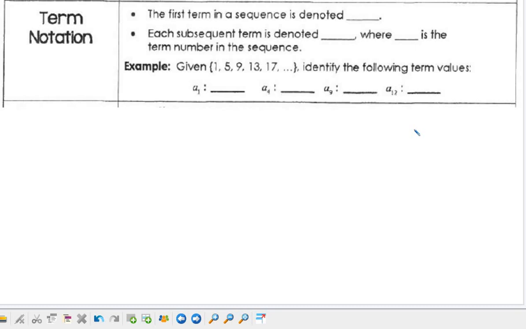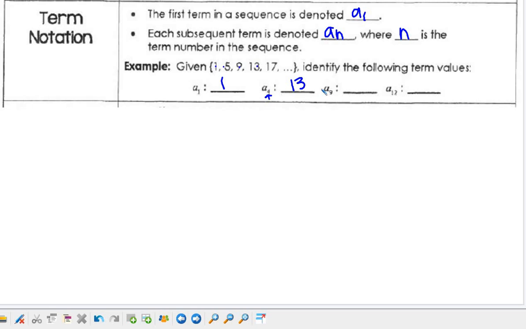Okay. So term notation, the first term in a sequence is denoted as a sub 1, as in the first term. Each subsequent term is denoted a sub n, where n is the term number in the sequence. So a sub 1, for instance, in this given sequence, a sub 1 is the first term, so that's 1. A sub 4 would be the fourth term, so 1, 2, 3, 4. This would be 13. A sub 9, now we have a problem because the 9th term isn't listed here. So we need to figure out what our pattern is.